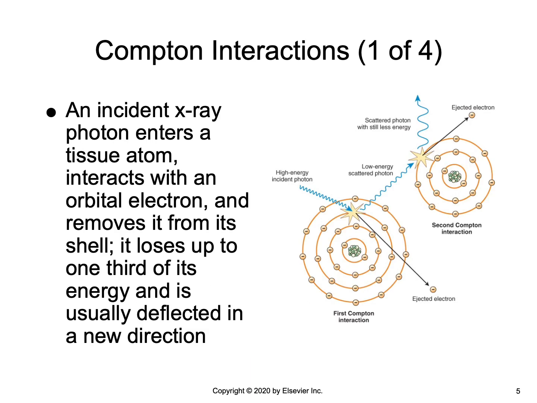Compton interaction. So with Compton scattering, this occurs throughout the diagnostic range, but generally involves moderate energy X-ray photons. In this interaction, the incident X-ray photon enters the tissue atom. It interacts with an orbital electron, usually a middle or outer shell electron, and then it's removed from its shell. In doing so, the incident photon loses up to 1/3 of its energy, and it's usually deflected in a new direction.